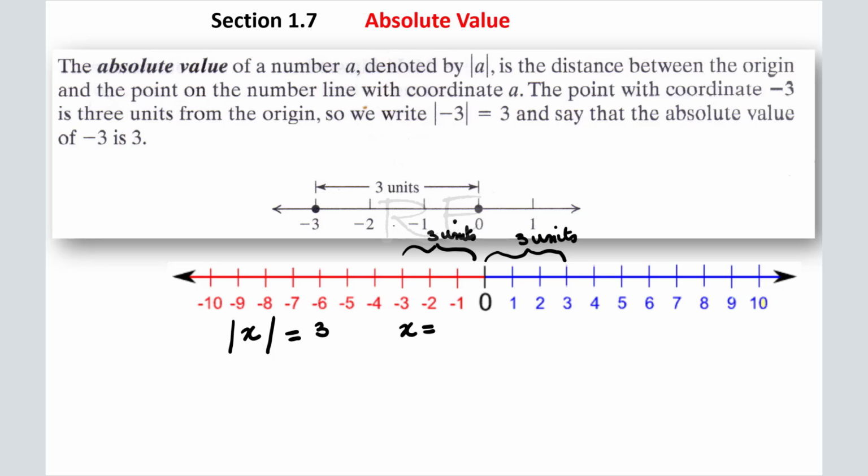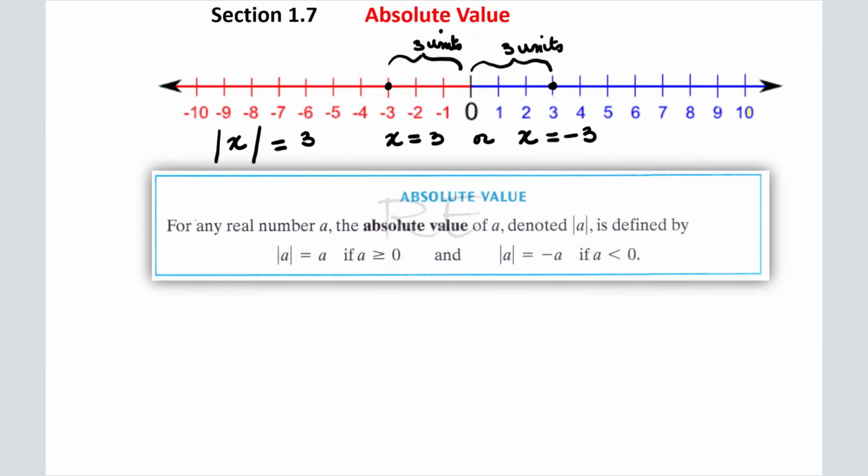If the absolute value of x is equal to 3, technically speaking, x can be 3 or negative 3. So we have two solutions for this equation.